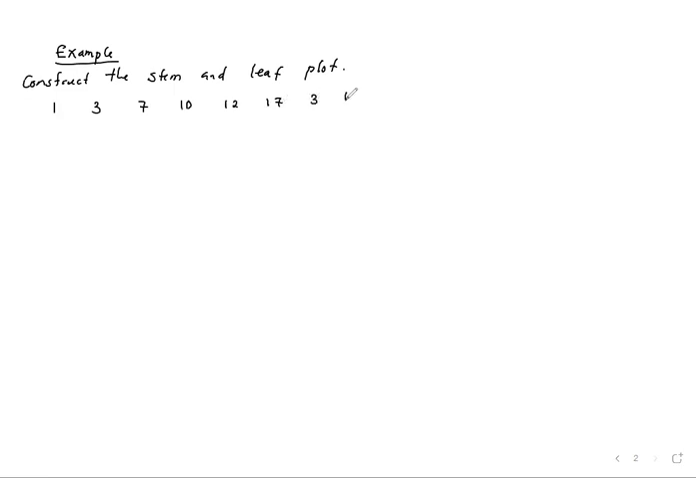3, 19, 27, 38, 89, 70, 98, 72, 63, 67. Okay, just like this. So you construct the stem and leaf. You say stem and then leaf.